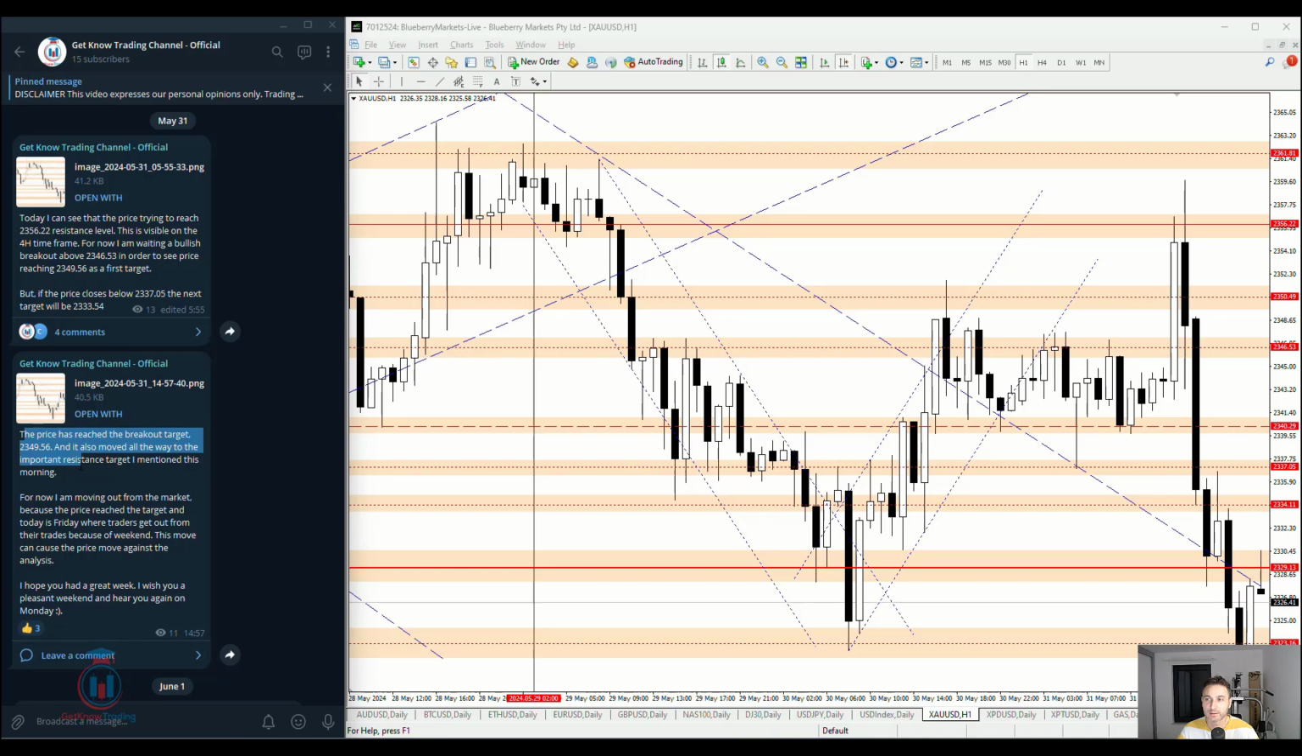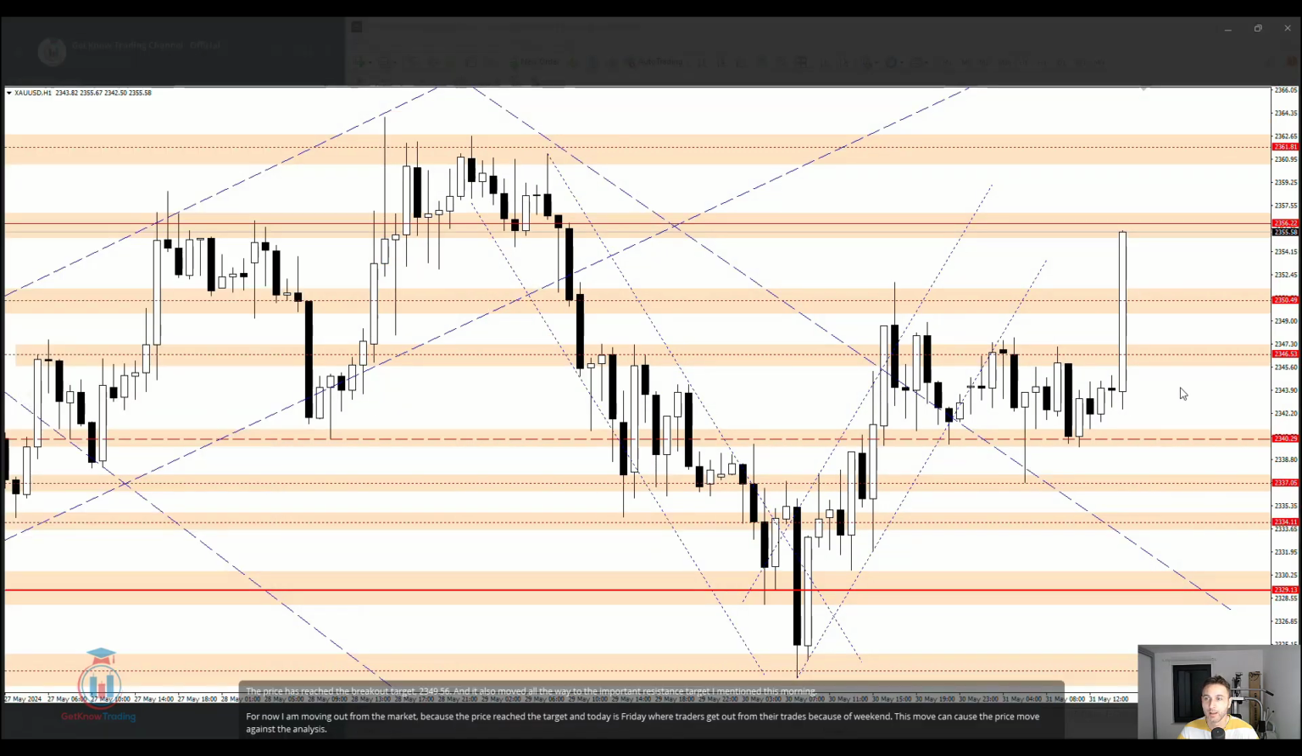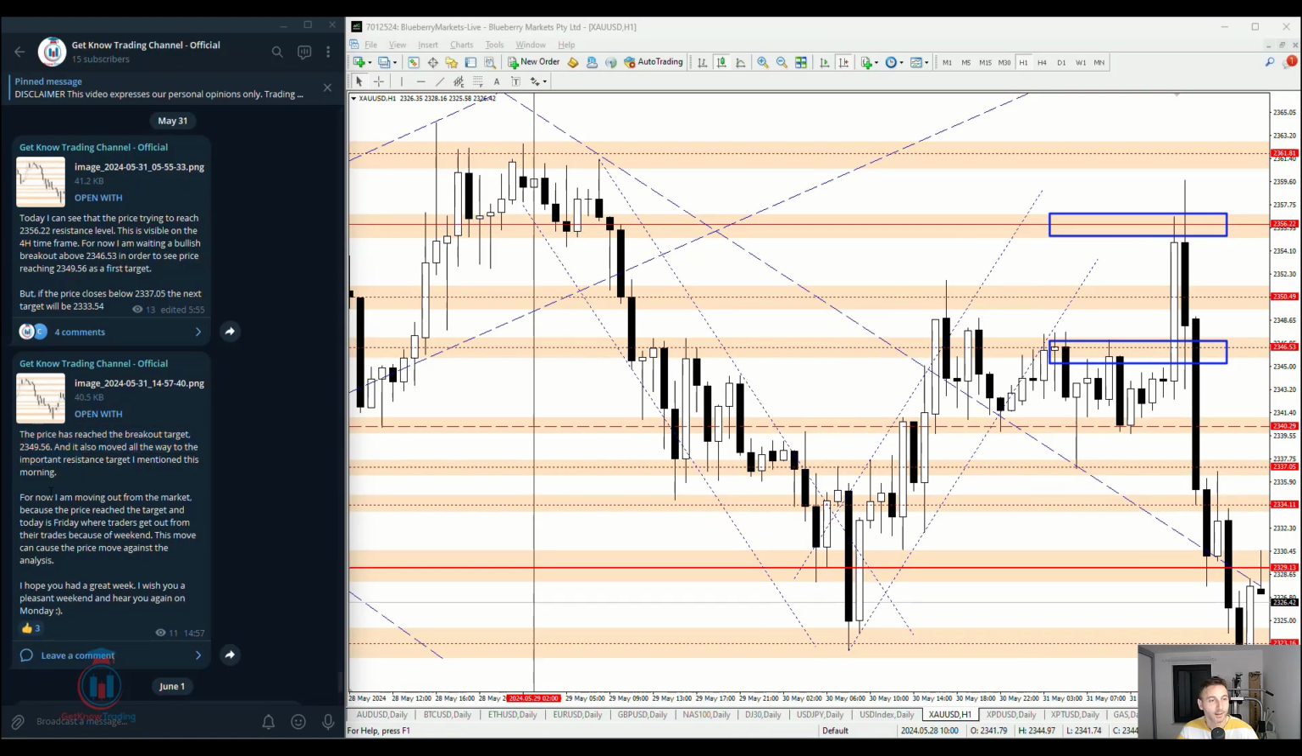2349.56. We can see that, and if we go here, the price has reached 2356.22. For now, I'm moving out of the market. Why? In this case, the fourth target has been reached. So in one day, we had one failed and 4 successful targets during the day on intraday analysis. So this is something I wanted to explain.